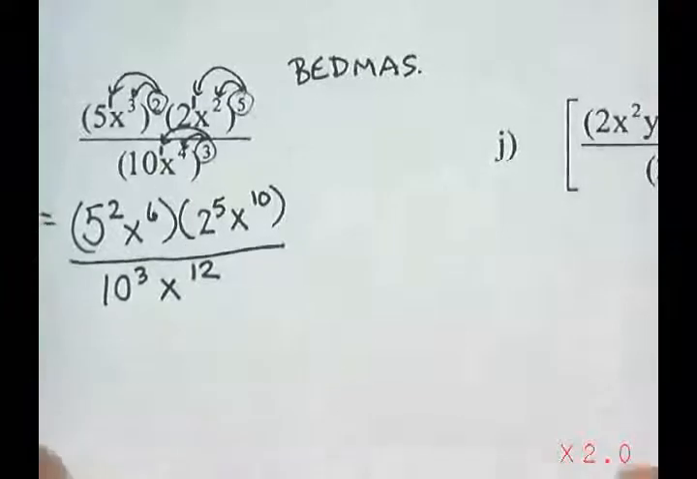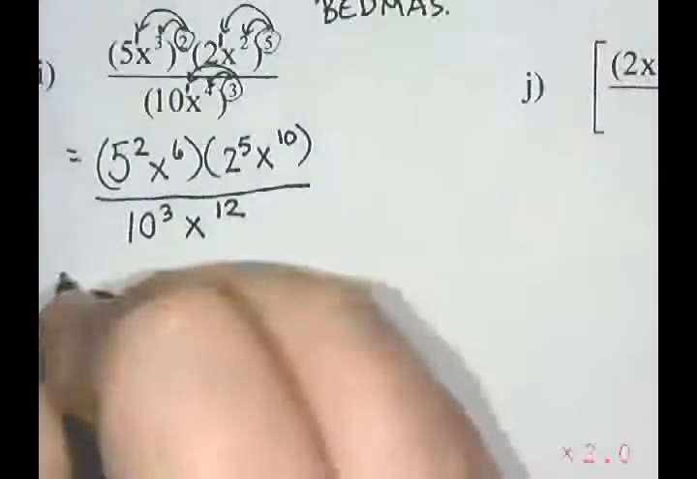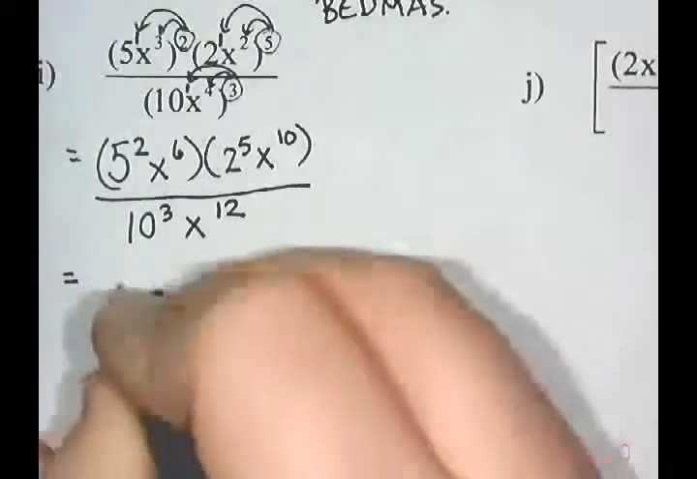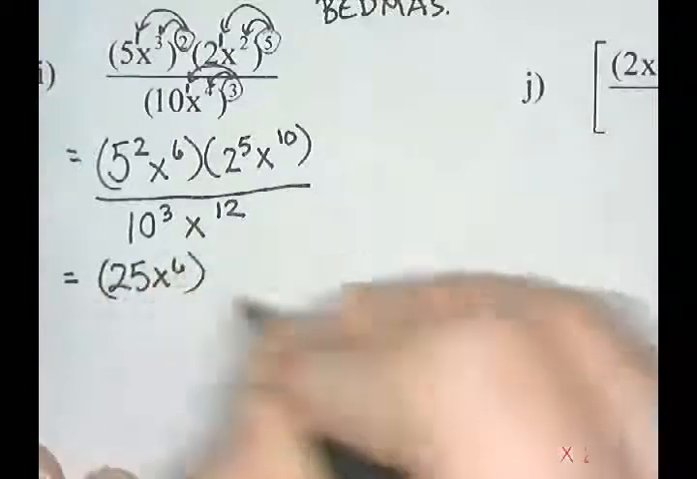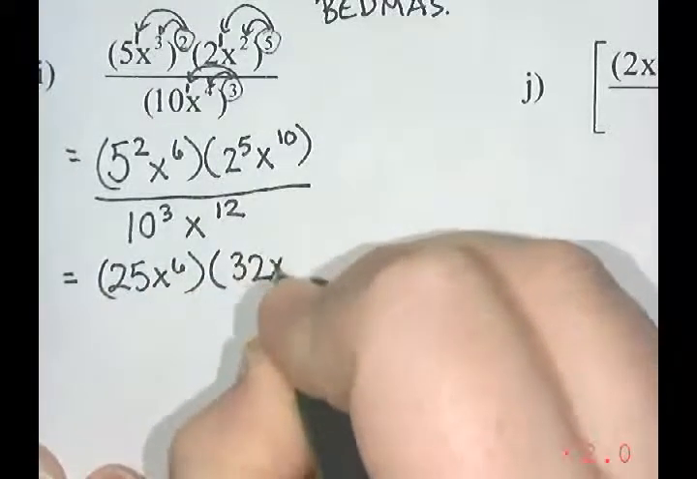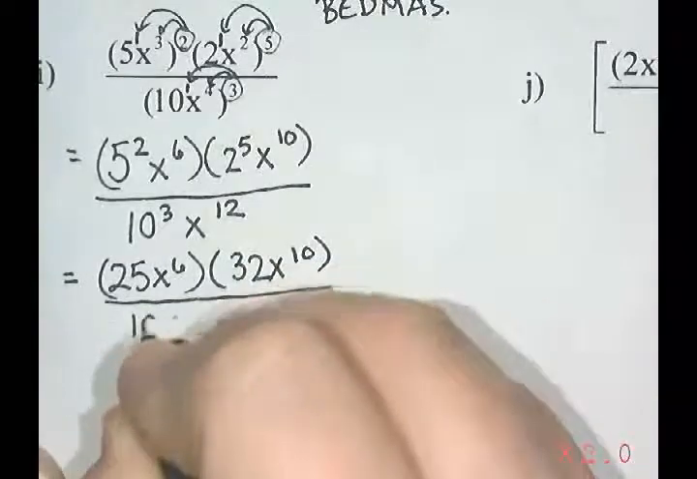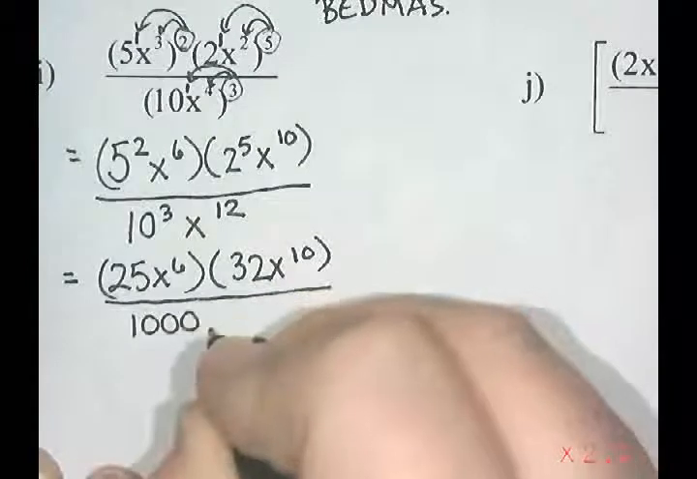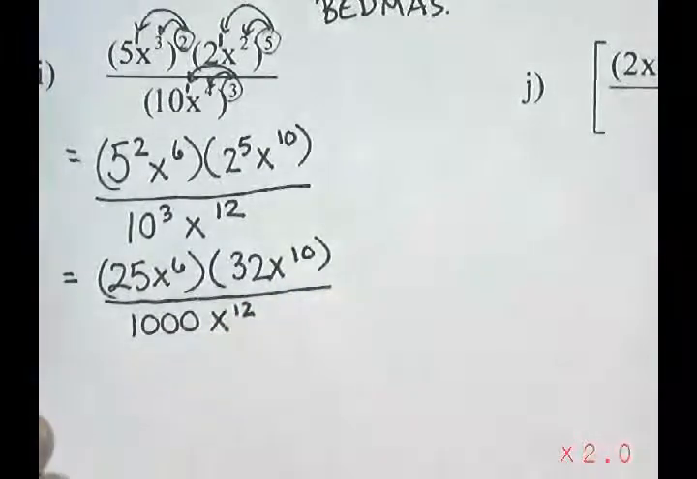Now before I do any other exponent laws, I am going to simplify 5 to the 2, 2 to the 5, and 10 to the 3. 5 to the 2 is 25, x to the 6. 2 to the power of 5 is 32, x to the 10. And 10 to the 3, there's a nice little shortcut for multiplying out tens. You take the exponent number, and that's the number of zeros you need to add to the end.